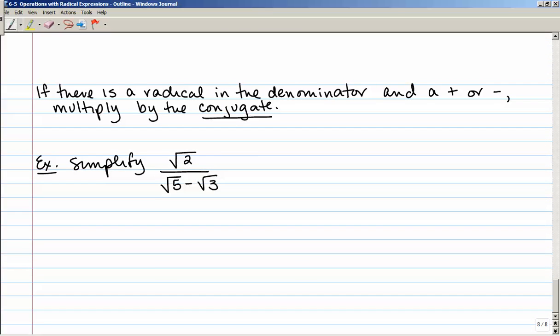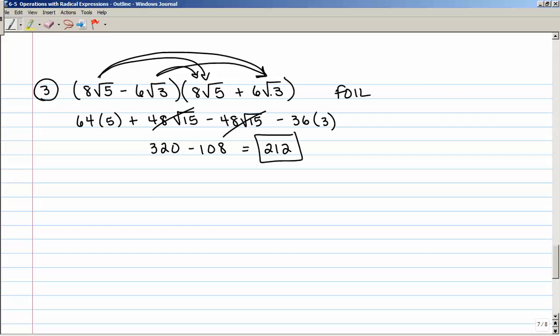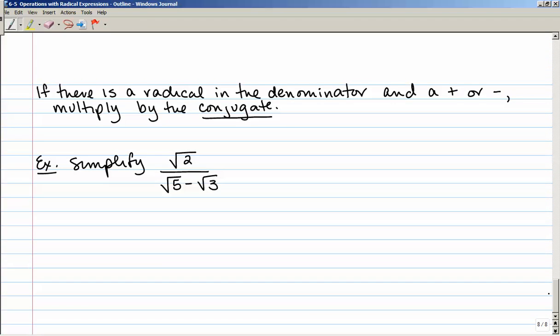That's called the conjugate. If there's a radical in the denominator and a plus or a minus between them, like we have here, square root of 5 minus square root of 3, we're going to multiply by the conjugate, which is exactly what we had up here. Exactly the same terms, but one with a plus and one with a minus. So to simplify this, I'm going to multiply it by square root of 5 plus square root of 3, over square root of 5 plus square root of 3. Why did I choose that? Because there's a square root of 5 and a square root of 3 in the denominator already. Instead of the minus, I make a plus.